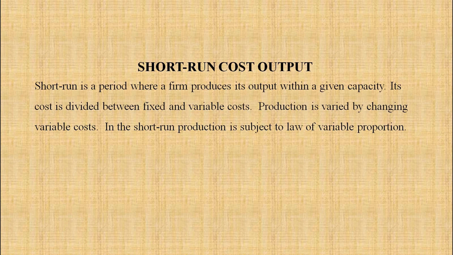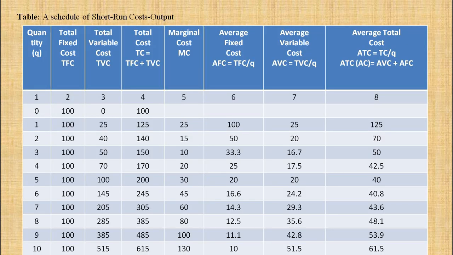Short run cost output. Short run is a period where the firm produces its output within a given capacity. Its cost is divided between fixed and variable cost. Production is varied by changing the variable cost. In the short run, production is subject to the law of variable proportion. I'll just explain to you how it is calculated.